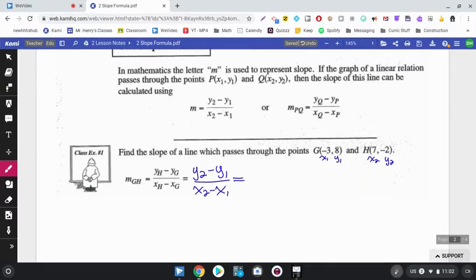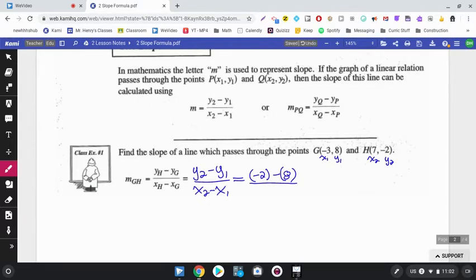It actually doesn't matter which I call point 1 and which point 2. I could have switched that around. It doesn't matter as long as you keep your x's and y's together in the right way. So this one I already labeled. Let's go with it. y2 minus y1 would be -2 minus 8. I plug that in.